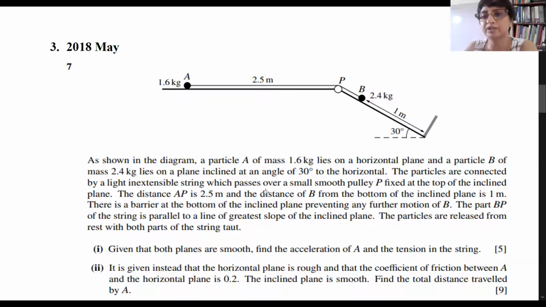And I have told you in the note, certain information you can ignore in the beginning. Now they have given this 1 meter, this particle B is 1 meter from something fixed there. So if this comes down, it'll hit that, right? There is like a wall here.